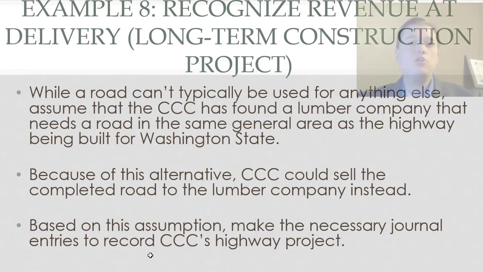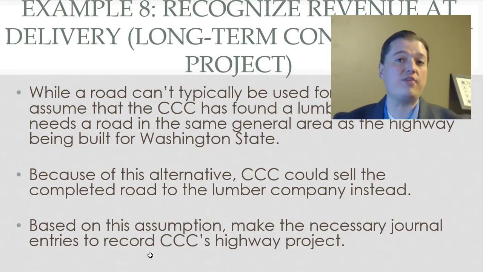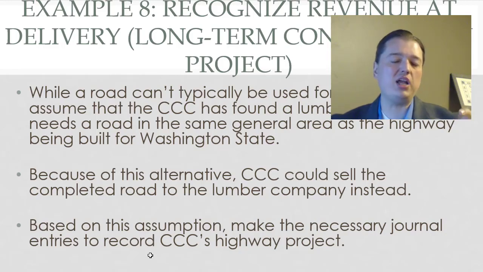Well, if you remember, the only reason that we could recognize revenue early for this example was because CCC could only sell the asset to the state. That's one of the qualifications, or one of the things that allows us to recognize revenue early, is it has a unique purpose for the buyer. And we can only sell it to that one buyer. Well, now that I've got two buyers, even though I've got good estimates, I can't use an early delivery method because I could sell the asset that I'm creating to two different groups, and they could both use it.